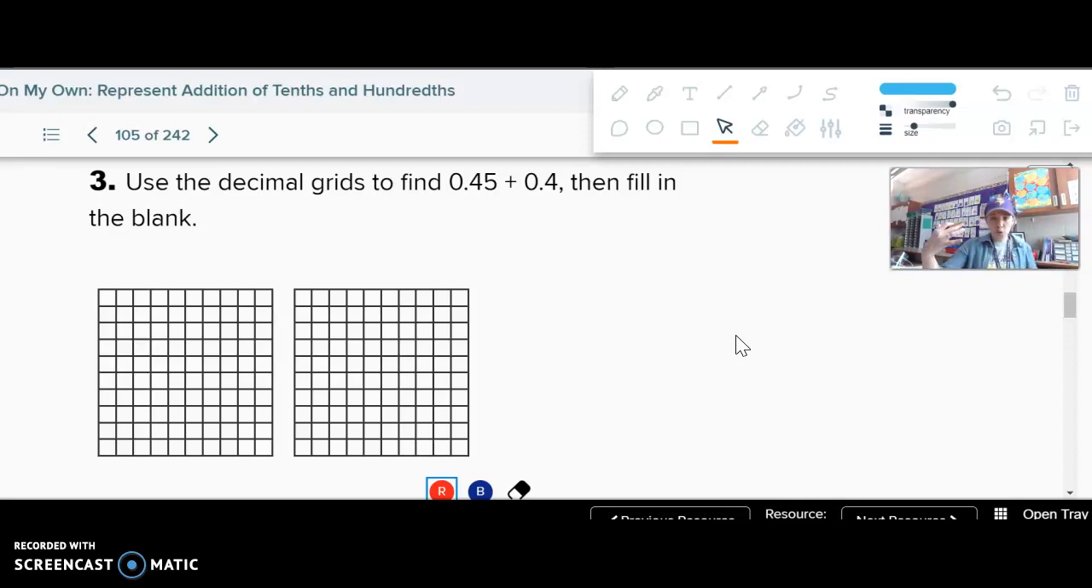All right, eventually when we get to the strategy of just writing it down, we're going to make the connection of what we're doing here. So I'm going to again start with my 4 tenths. And how many hundredths is 4 tenths? 40 hundredths. There's 30. All right, there's 40. Now I'm going to do my 45.